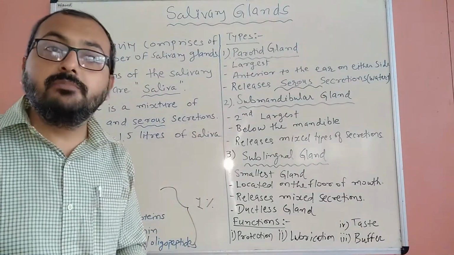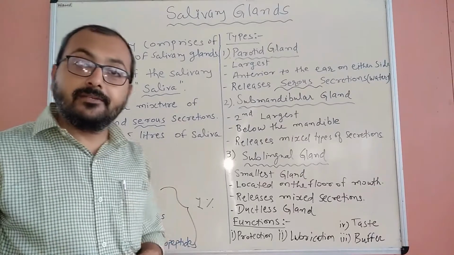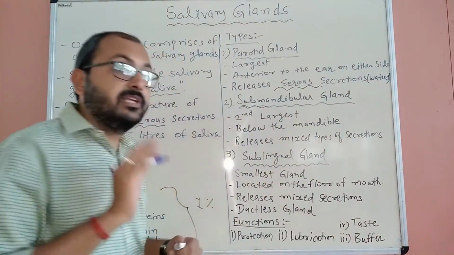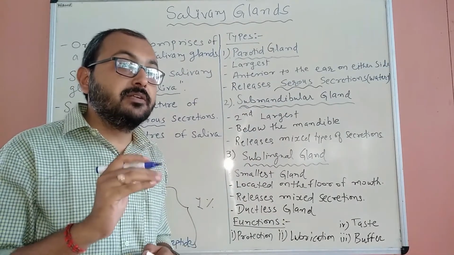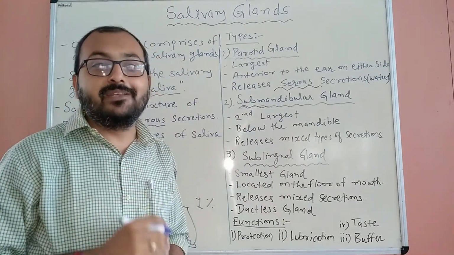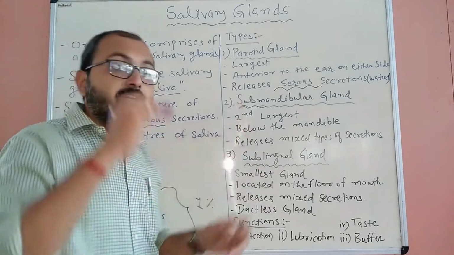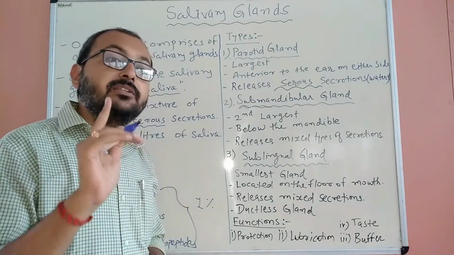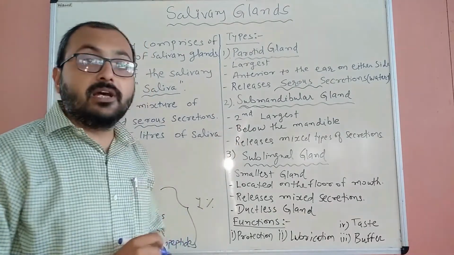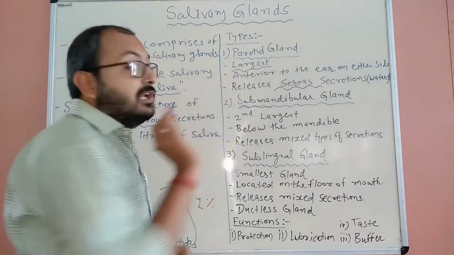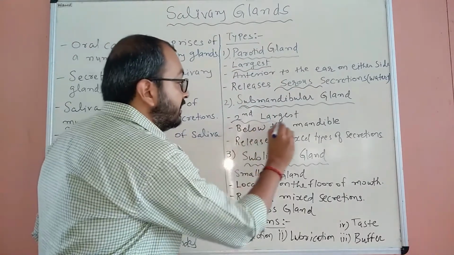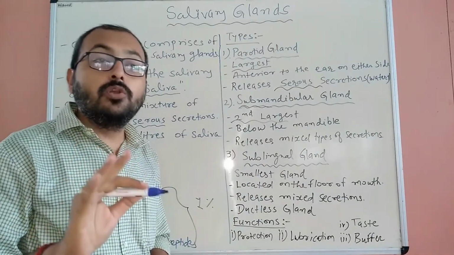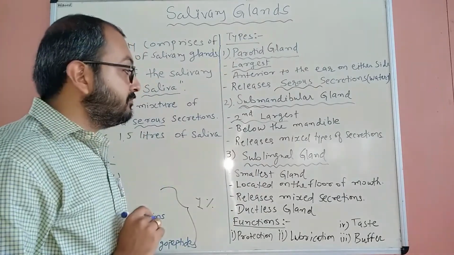Next, the submandibular gland. The name indicates submandibular, which means it is present just below the mandible. Now, this is the second largest. That was the largest, and this is the second largest in size among all the salivary glands.